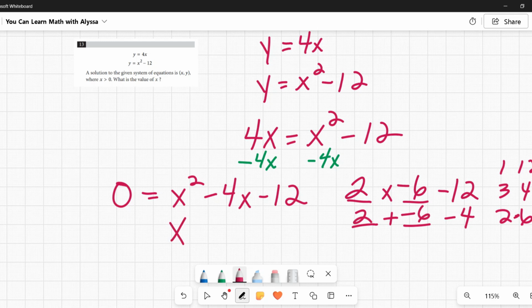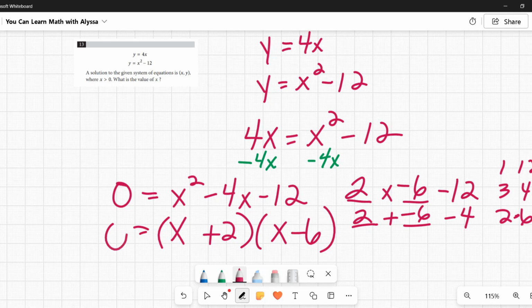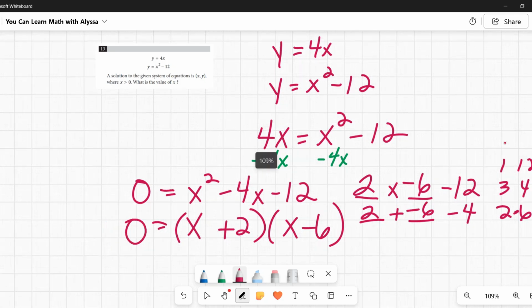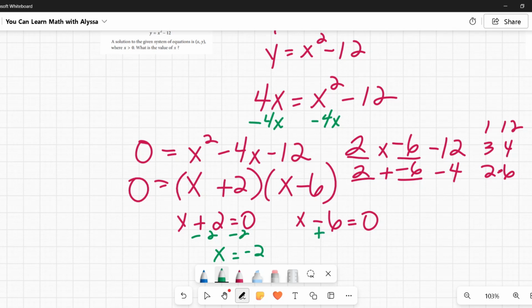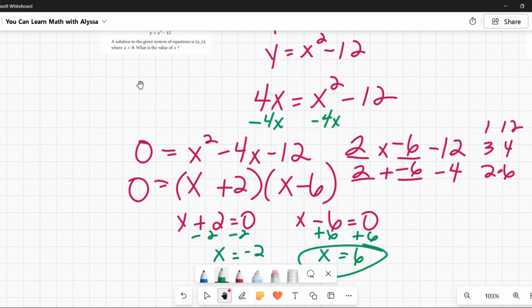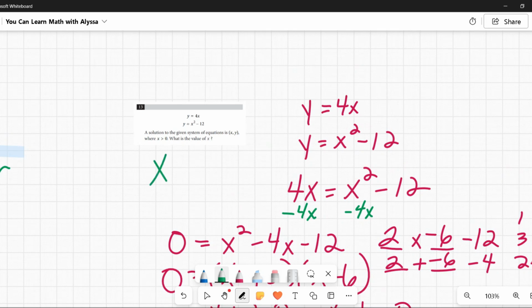So I know that this factors into x plus 2 and x minus 6 equals 0. And then I'm going to set each of those separately equal to 0: x plus 2 equals 0 and x minus 6 equals 0. When I solve for x here, I'm going to subtract 2 from both sides, and I will get x equals negative 2. Here I'm going to add 6 to both sides to undo that, and I get x equals positive 6. Again, they wanted the solution where x is greater than 0. Only one of these applies, that is x equals 6. So what is the value of x? X is 6. 6 is my answer.